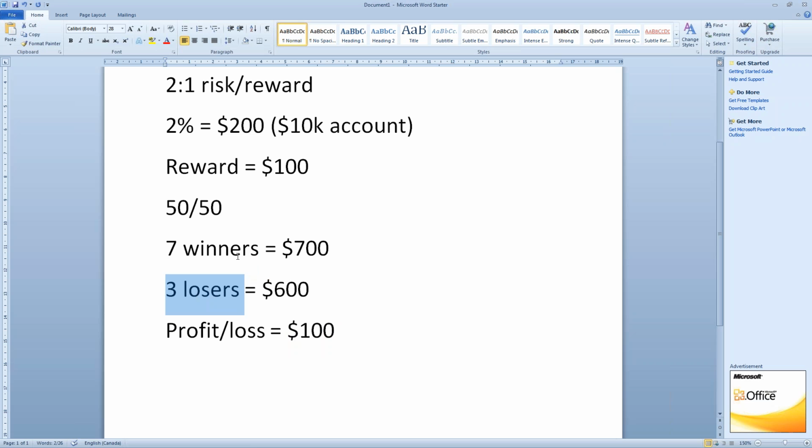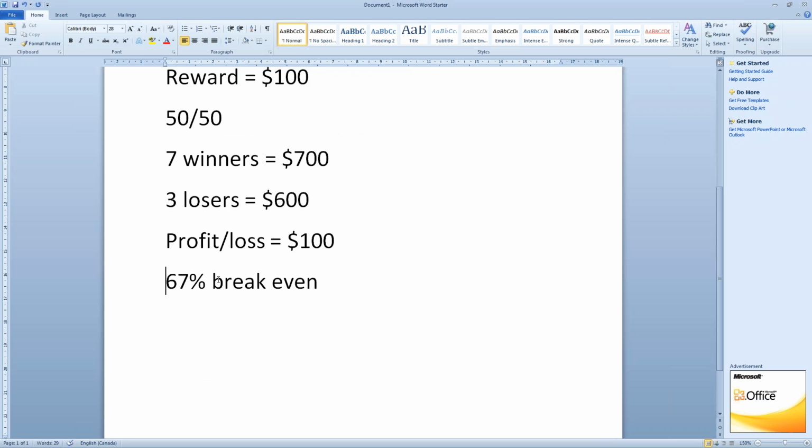All right, so in actual fact, if we did this out of 100 trades, you would find that you need to be right 67 times out of 100 to break even. So 67% is your break even. That's how often you need to be right just to get by on break even. You can't lose more than 33% of the time.